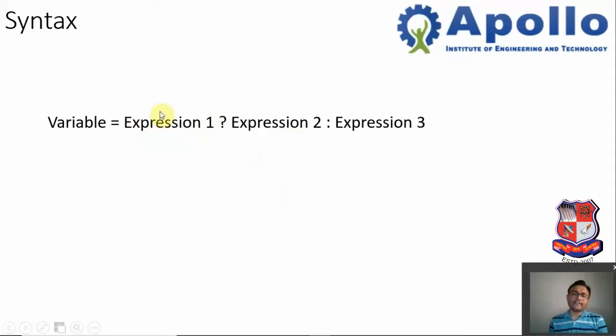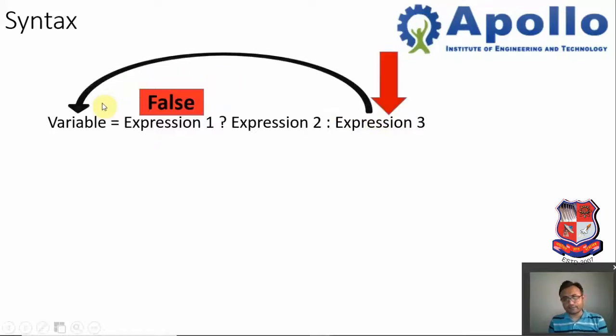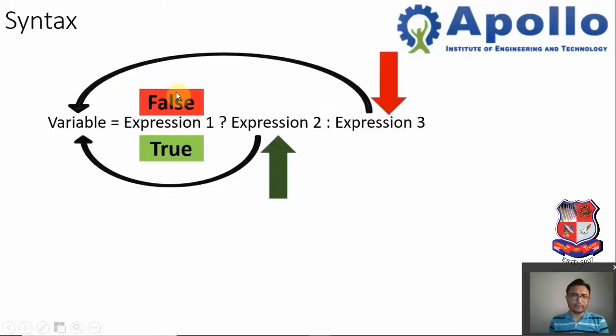Now, if it is false, that means expression 3, which is the false part, will be executed, and the answer of expression 3 will be stored in our variable like this. So let's check the whole syntax once again. Suppose expression 1 is true, then expression 2 will be executed and stored in the variable. And suppose expression 1 is false, then expression 3 will be executed and its answer will be stored in the variable.